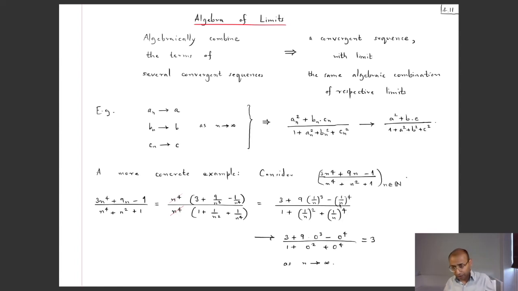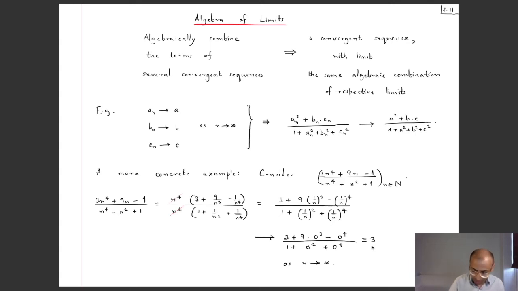And I know that the sequence with the nth term 1 by n is a convergent sequence with limit 0. So the nth term of this sequence is really obtained from 1 by n by doing this algebraic manipulation, and you do the same algebraic manipulation with the limits. So this will converge to (3 plus 9 times 0 cube minus 0 to the power 4) divided by (1 plus 0 square plus 0 to the power 4), which is equal to 3. So we know that this sequence actually converges to 3 as n tends to infinity, which is quite remarkable.